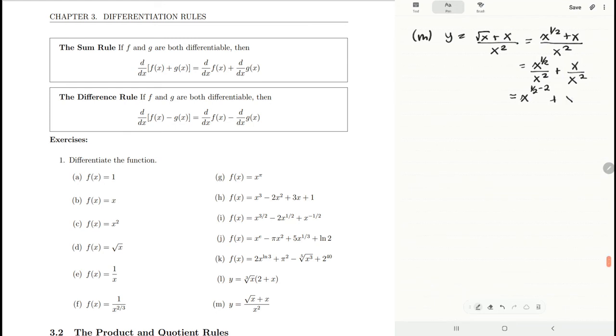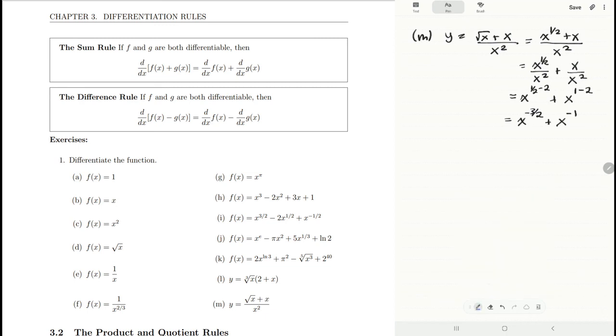And the last term, we have x over x squared. So that is x to the power of 1 minus 2. And now simplifying, we have 1/2 minus 2, or 1/2 minus 4 over 2, which is negative 3 over 2. And we have x to the power of negative 1.